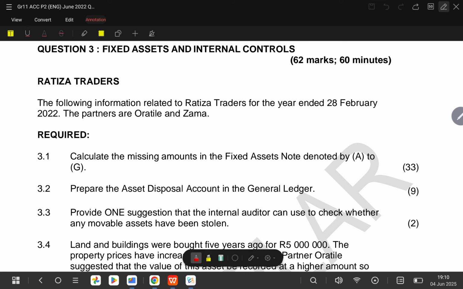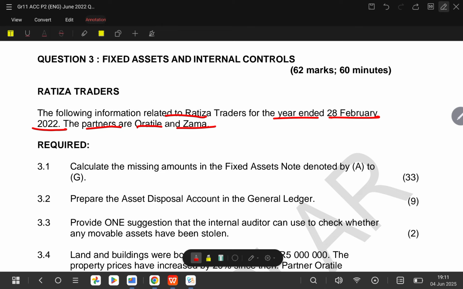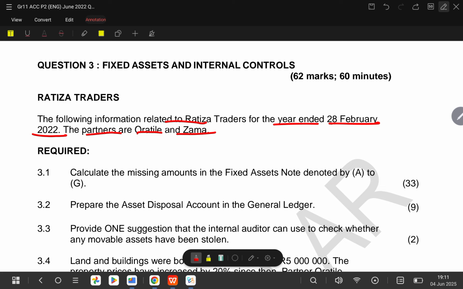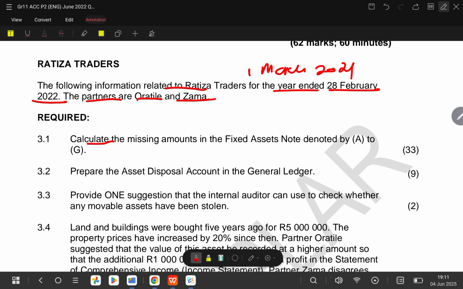So here they're saying the following information relates to Ratiza traders for the year ended 28 February 2022. Partners are Oradile and Zama. Very important for us to know our financial period whenever we are dealing with our fixed assets. So here they're telling us that our year ends on 28 February 2022, meaning that it started on the 1st of March 2021. And then the first part, they are saying that calculate the missing amounts in the fixed asset note denoted by letter A to letter G. So you need to be able to do those calculations on the fixed asset note, so that you can earn marks.